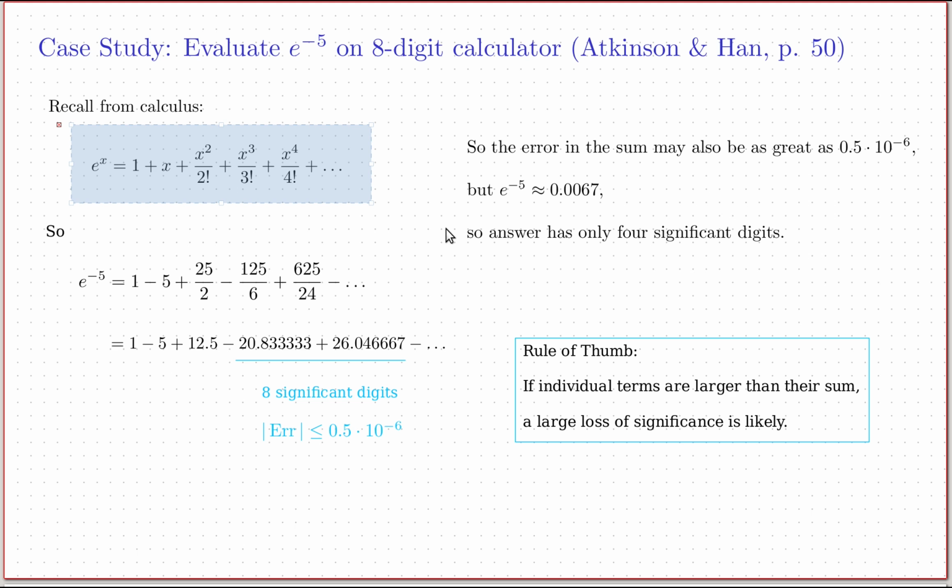Now suppose we try to evaluate e to the negative 5 using this power series. And again, imagine you're doing this on your phone calculator and it only has 8 digits. So you've got an 8-digit calculator and you're trying to work out the value of e to the negative 5 using this power series from calculus. Okay, so you plug in negative 5 for x and you get 1 minus 5 plus 25 over 2 minus 125 over 6 plus 625 over 24 minus, etc.